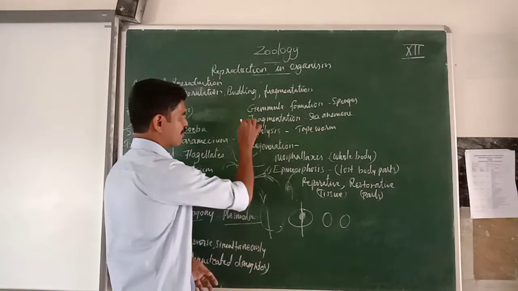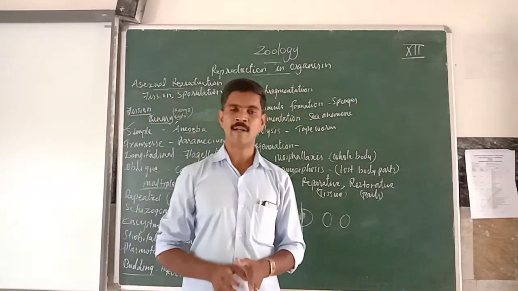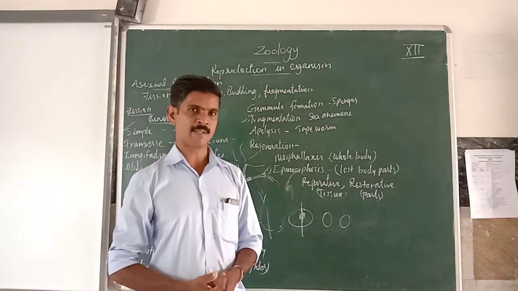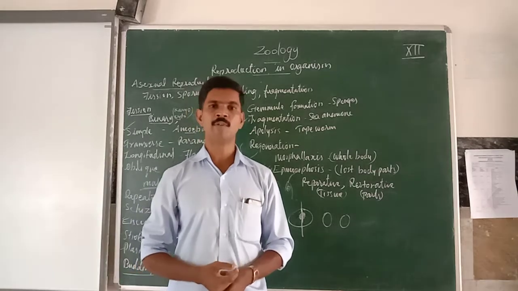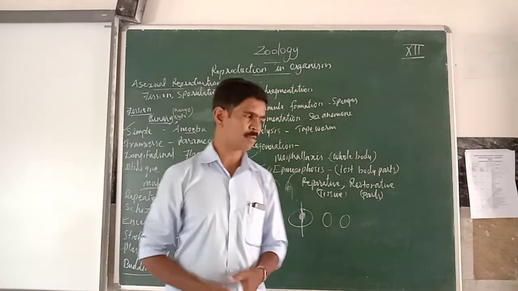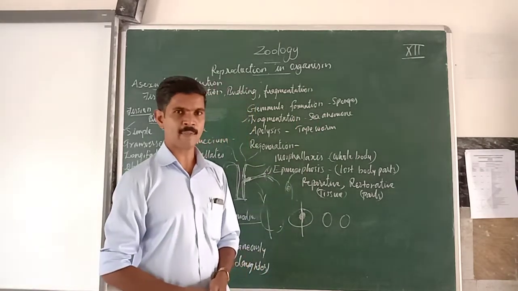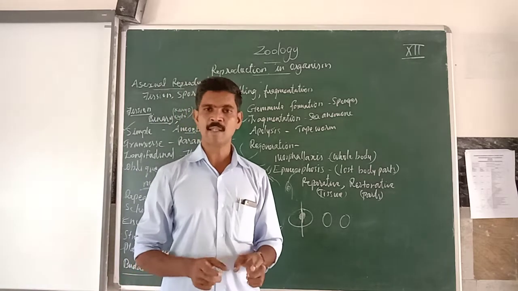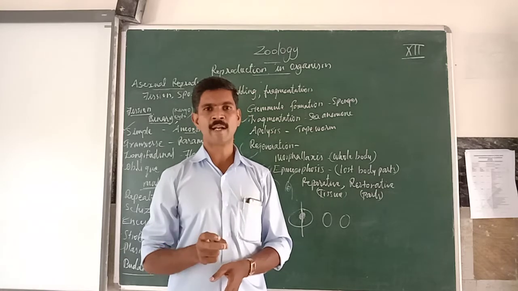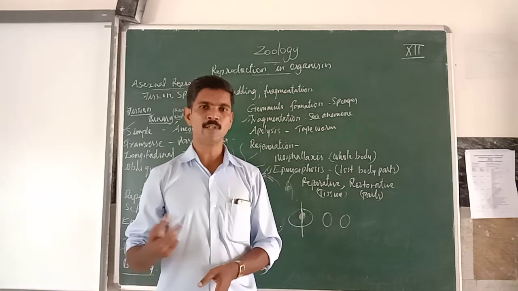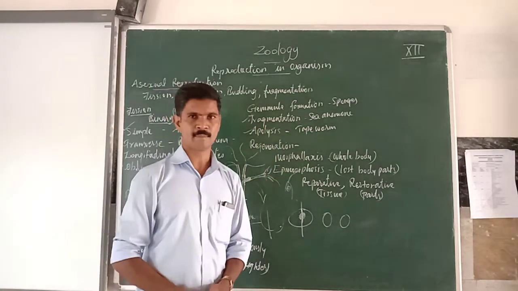Understand? The next one is fragmentation. Fragmentation means the parent body is divided into many small pieces or fragments. Then each and every fragment develops into a whole organism. So this type of reproduction is called fragmentation. Example, sea animal. In this type of asexual reproduction, first the parent body is divided into many fragments. Then later each fragment grows into a new, whole organism. Example, sea animal.